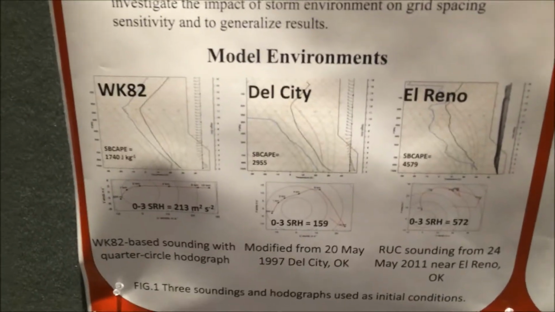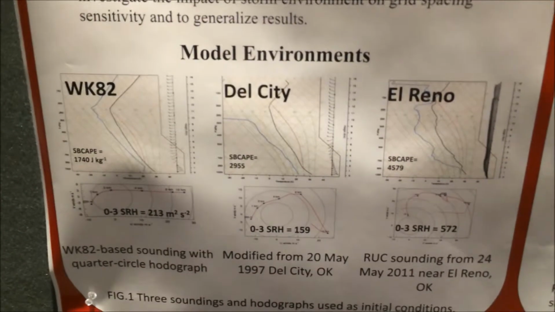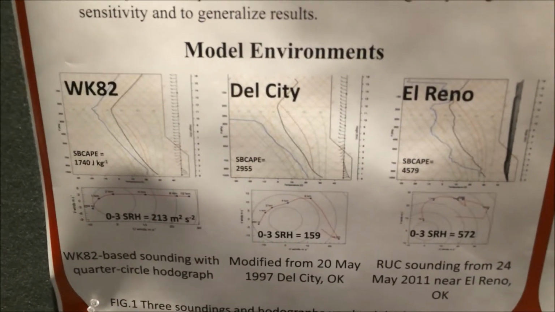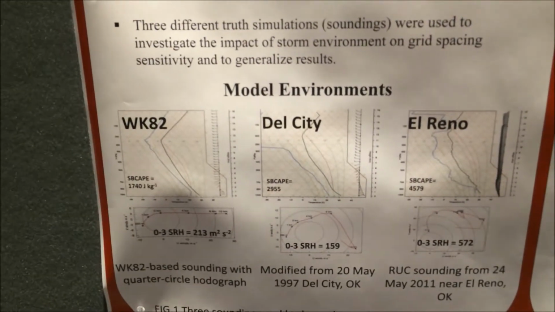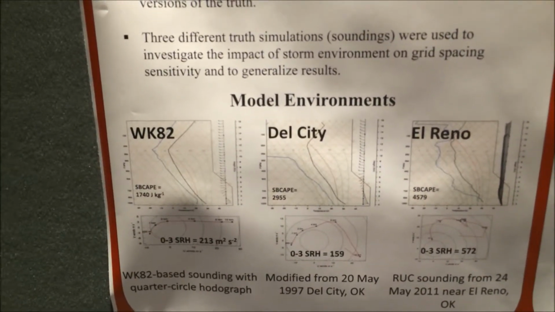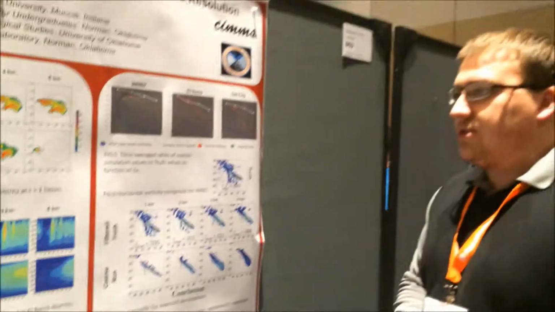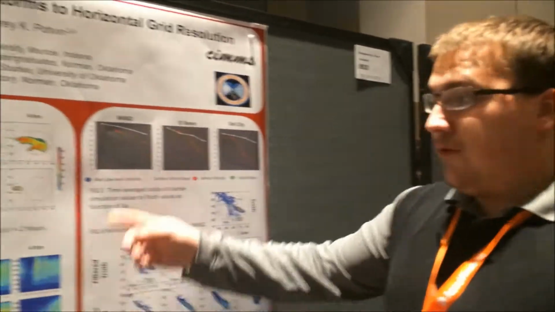We used 3 different model environments that allowed us to see a whole spectrum of supercells, wide varieties of CAPE, ranging from 1700 joules to 4600. We used different storm relative velocities. These also got changed throughout the process once we stumbled upon different results. We found for one of our environments, the Del City, the 4 kilometer didn't make it to the end.